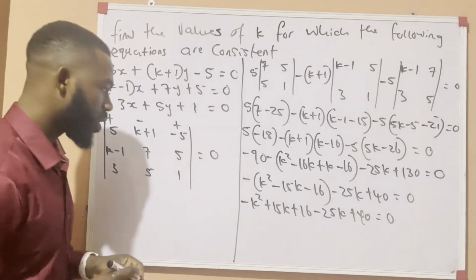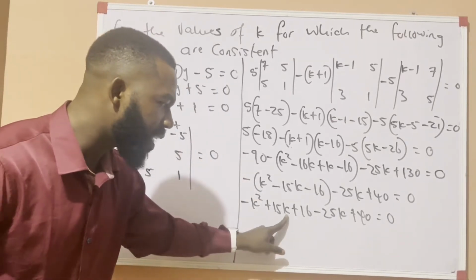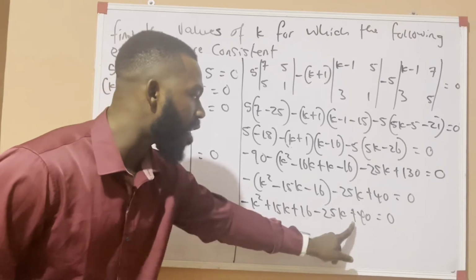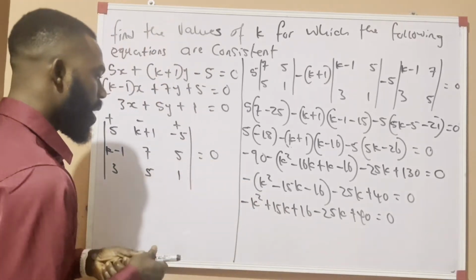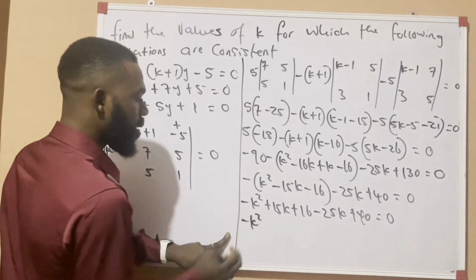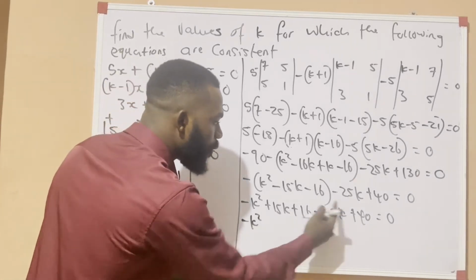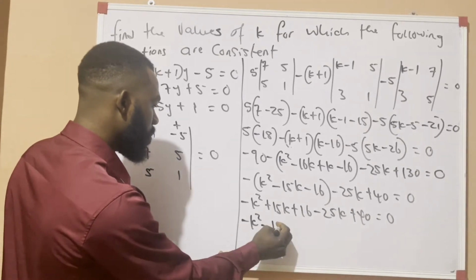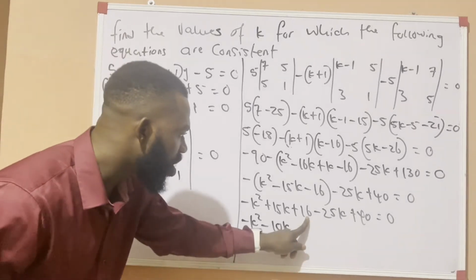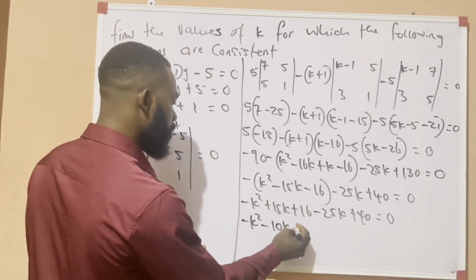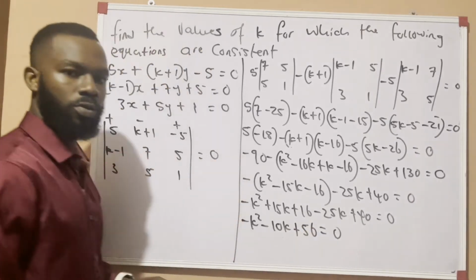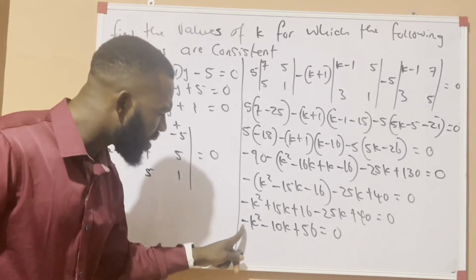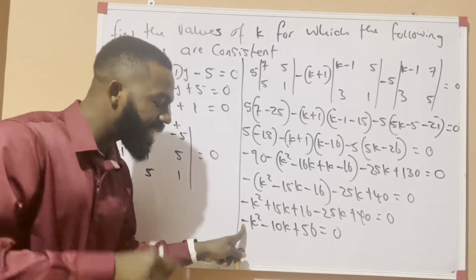Now, what do we do next? Watch. I have 15k. I have minus 25k. I have plus 16. I have plus 40. So how do we work with this? Here becomes minus k squared. Now, 15k minus 25k will give us minus 10k. Okay, now 16 plus 40 will give us plus 56 equal to 0.